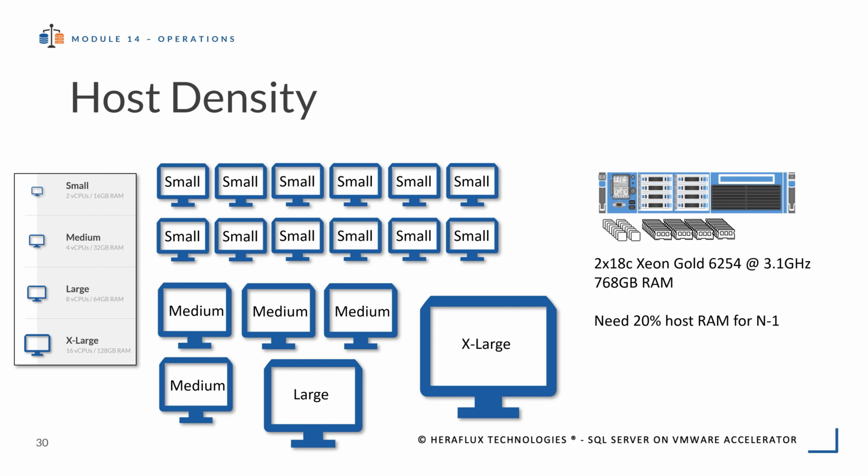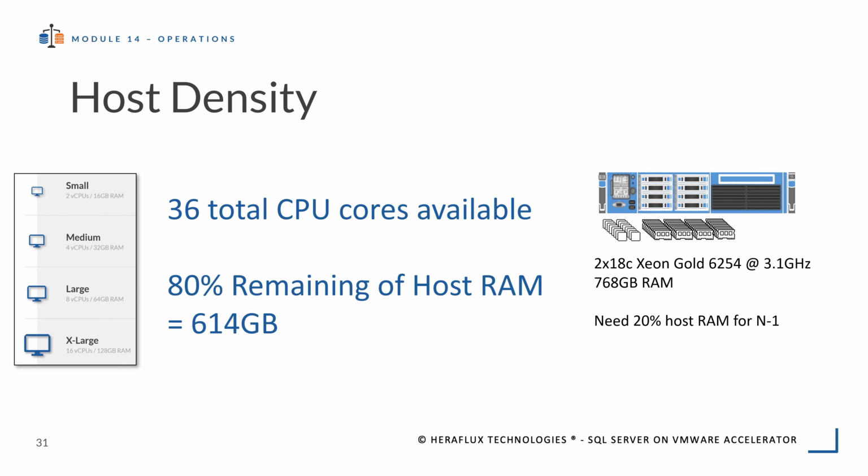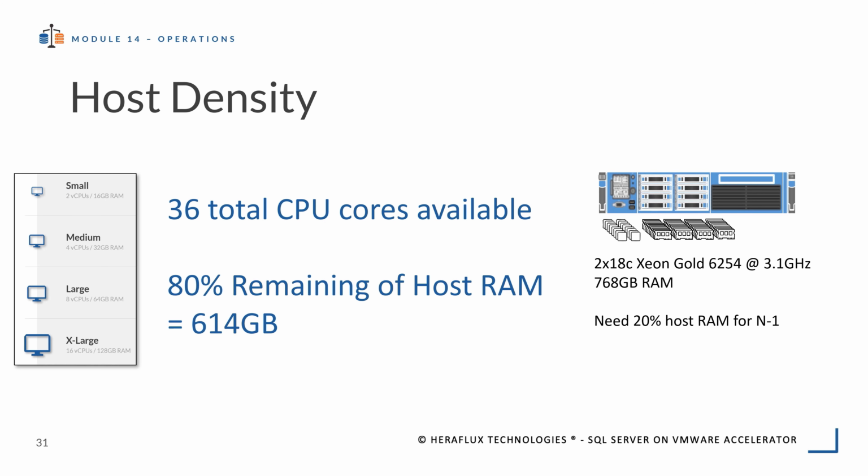Based on this footprint of available resources, what can we do with the available compute resources? Let's dive into this further. The host has 36 physical CPU cores. If we assume that an N-1 memory architecture means 20% of the host memory needs to be reserved, that gives us 614 gigs of available memory to allocate to the SQL Server virtual machines.